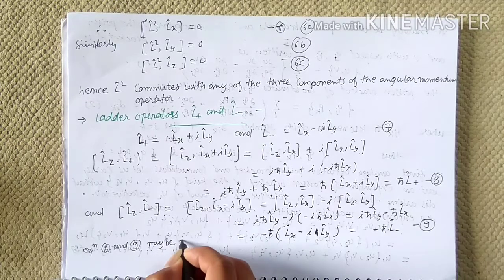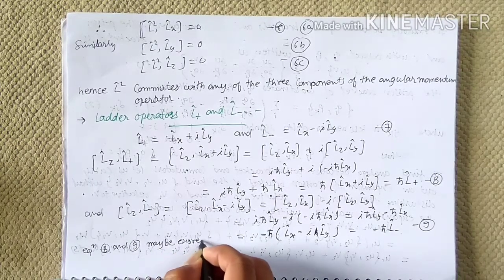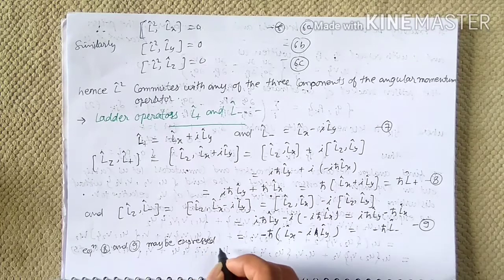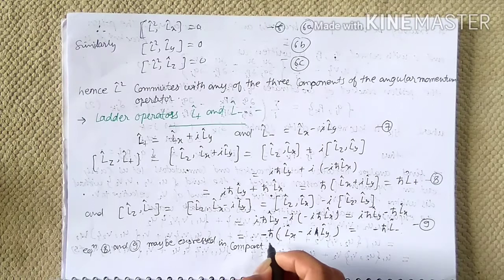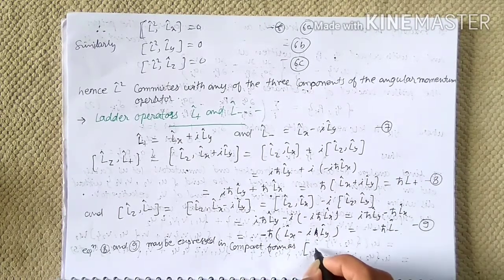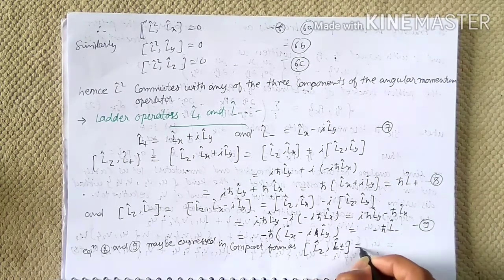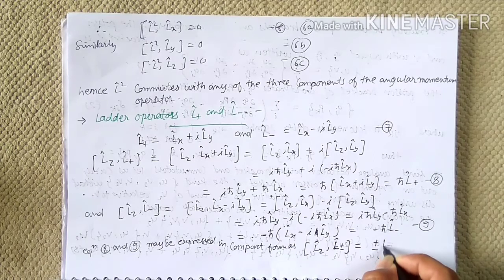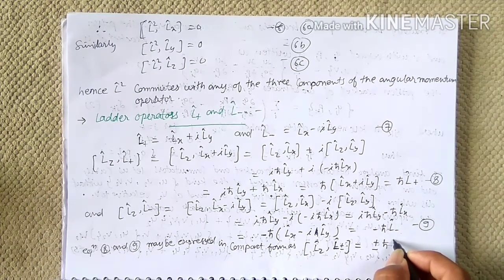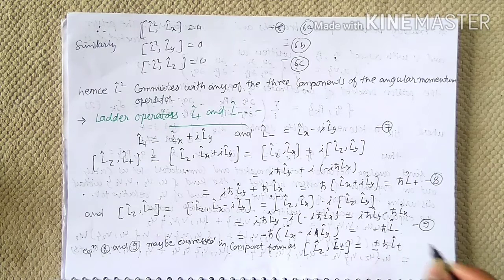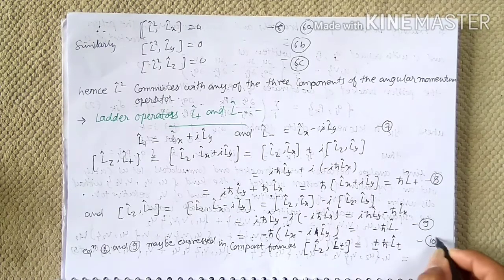Equations 8 and 9 may be expressed in compact form as the commutator of Lz and L plus minus, which is equal to plus minus h cut L plus minus. Equation 10.